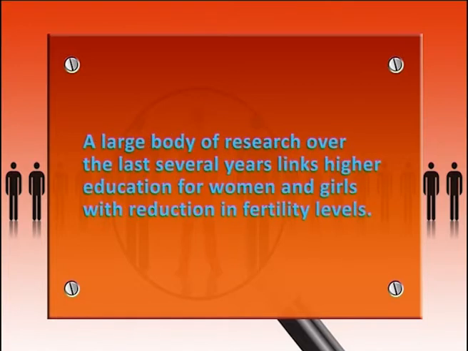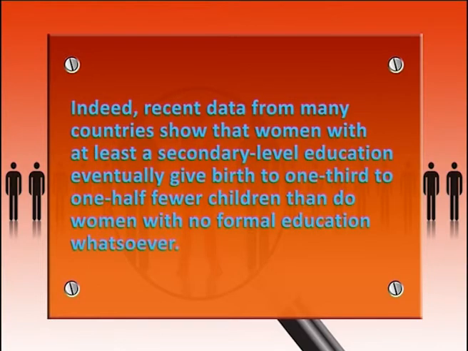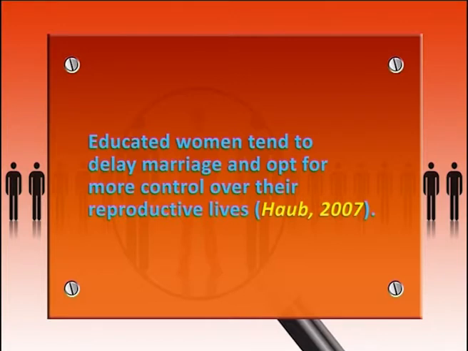A large body of research over the last several years links higher education for women and girls with reduction in fertility levels. Indeed, recent data from many countries show that women with at least a secondary level education eventually give birth to 1/3 to 1/2 fewer children than do women with no formal education whatsoever. Educated women tend to delay marriage and opt for more control over their reproductive lives.